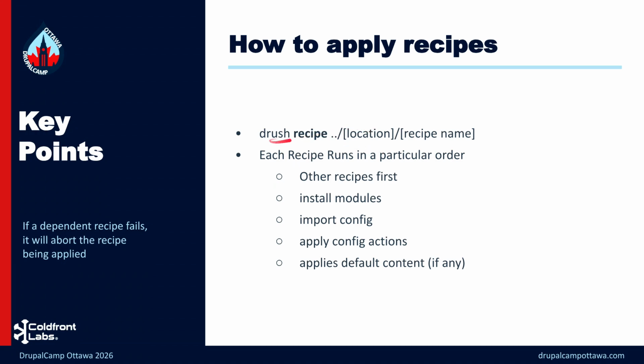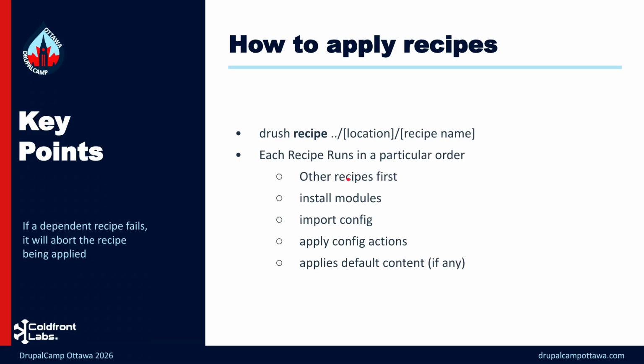We typically use Drush for applying recipes, with drush recipe and wherever your recipe is located. Like I said, when you run a recipe, it runs in this order. It will run the other recipes first, then install modules. These other recipes have to pass. If there are any errors in them, the whole thing won't run.